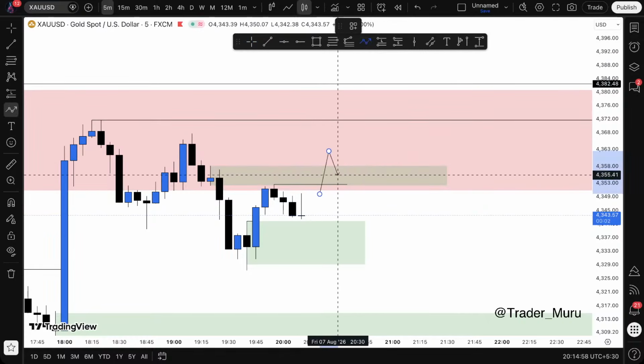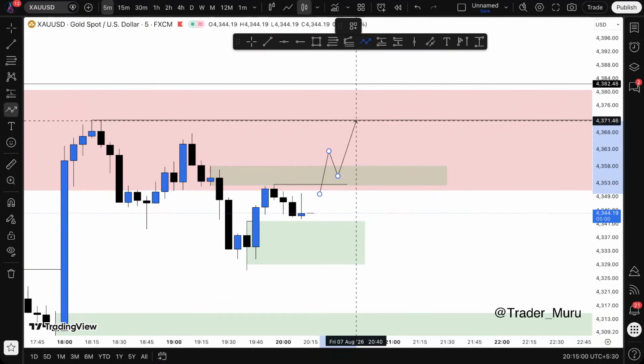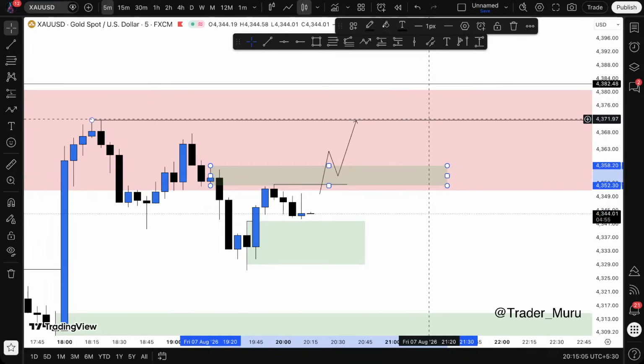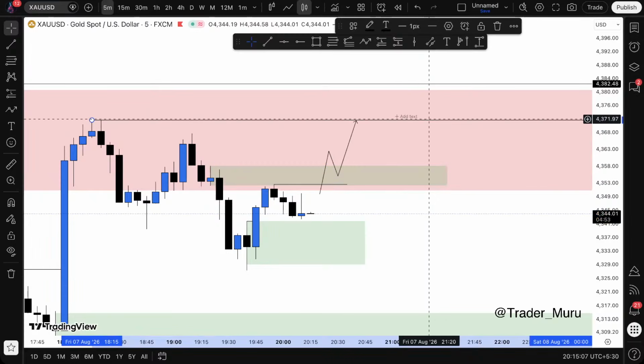If you want to buy, this will be your buy entry. Target will be the last high recently created, 4371.